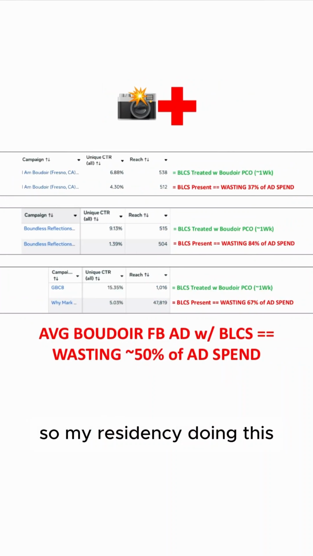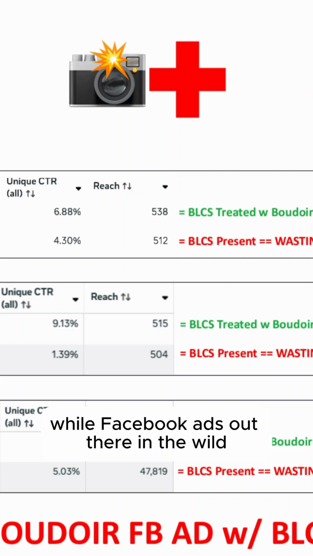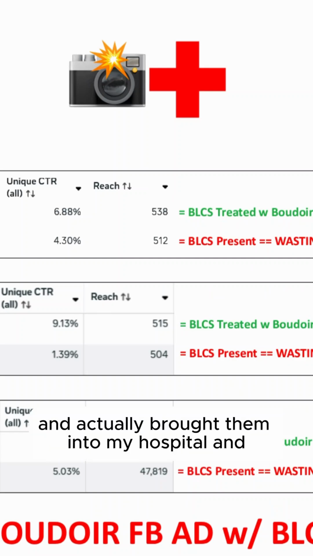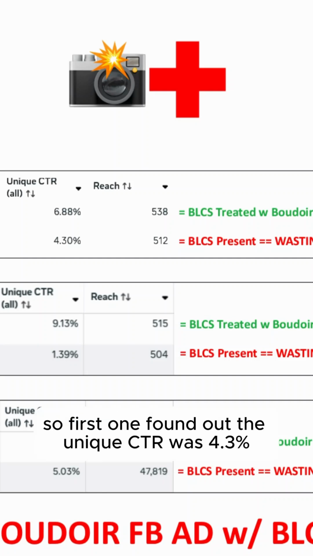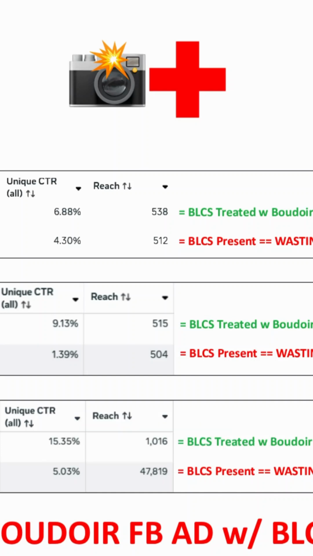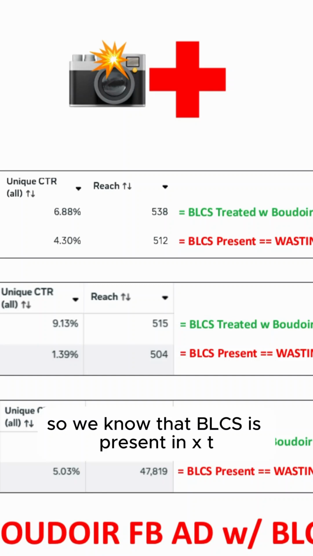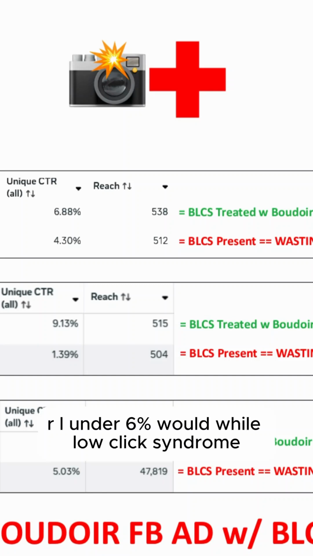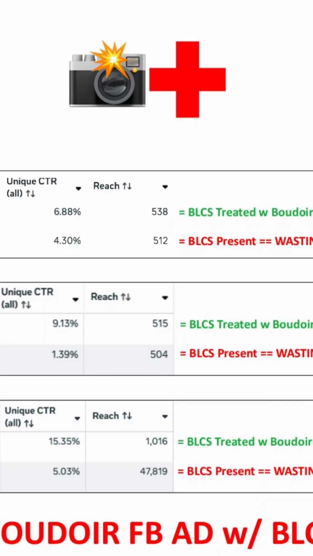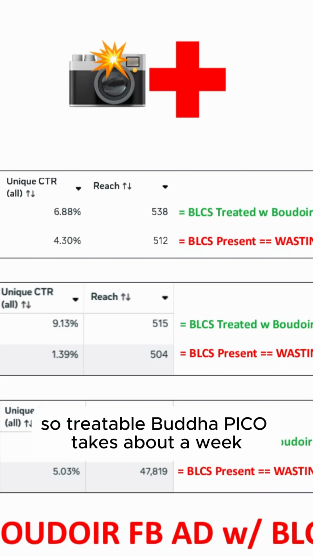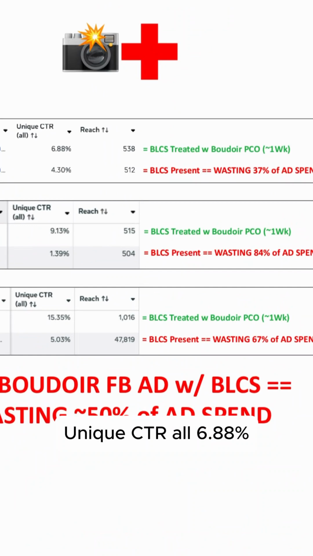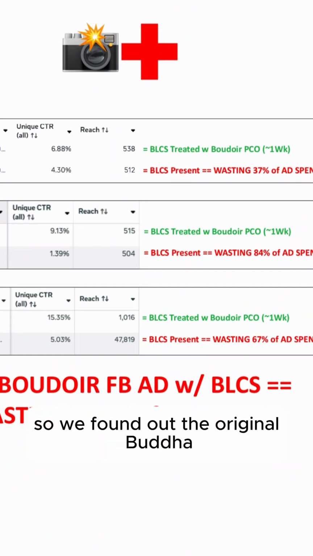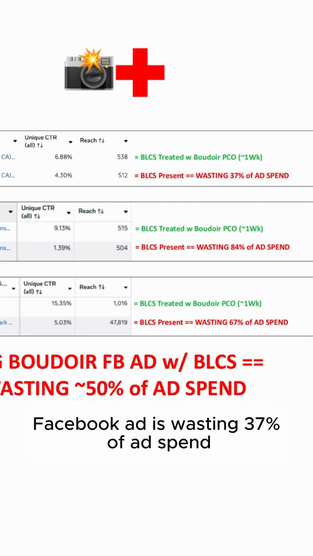So in my residency doing this, I found some Boudoir Facebook ads out there in the wild, and actually brought them into my hospital and tested them and treated them. So first one, found out the unique CTR is 4.3%. So we know that BLCS is present. Unique CTR under 6%, Boudoir low click syndrome. So treated with Boudoir Pico, takes about a week. Unique CTR 6.88%. So we found out the original Boudoir Facebook ad is wasting 37% of ad spend.